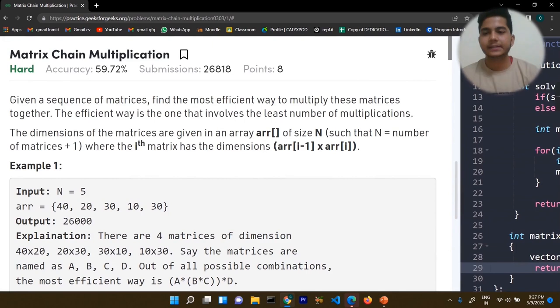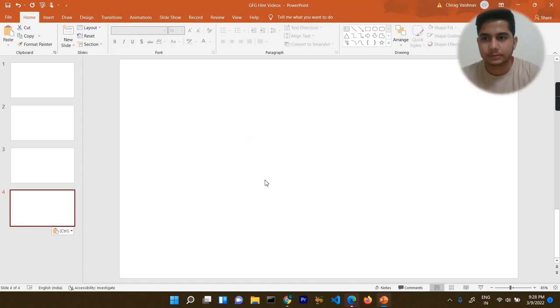So the question states that you are given a set of matrices and you have to find the most efficient way to multiply these matrices together. And the efficient way is the one that involves the least number of multiplications. And the dimensions of the matrices are given in an array of size n, right? So suppose 40, 20, 10 and 30.